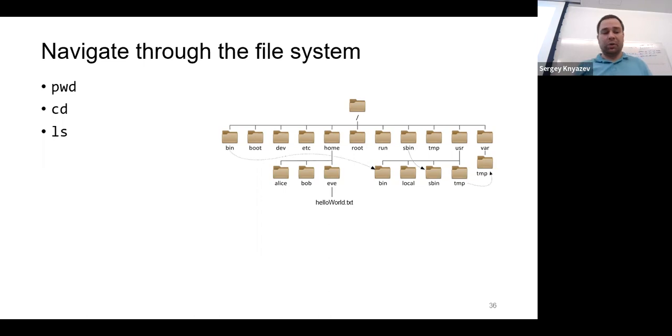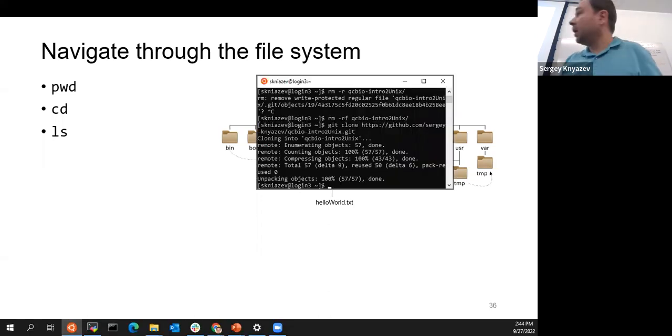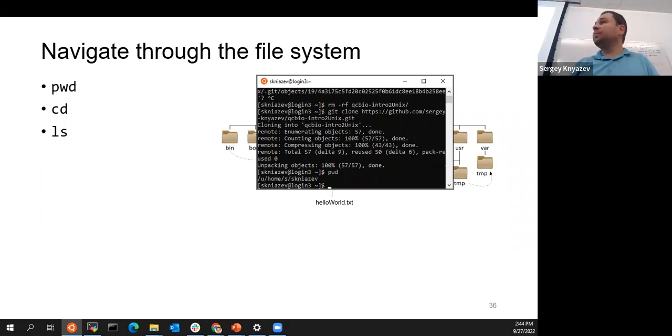So let's try. We have logged in to our Hoffman, and let's try to type pwd. You see, it has the path.